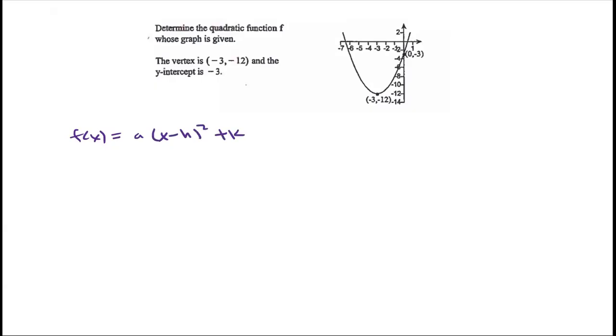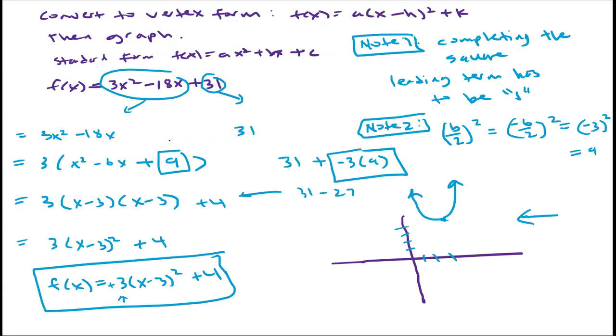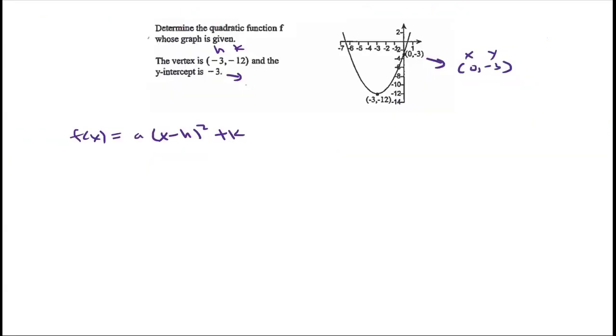Now we need to write down what they gave us. They gave us (-3, -12). That's our h and that's our k. And then they gave us the y-intercept, so (0, -3) is the y-intercept. That's going to be our x and y. Our goal here is to solve for a. Once we find a, we're going to convert this from vertex form to standard form.